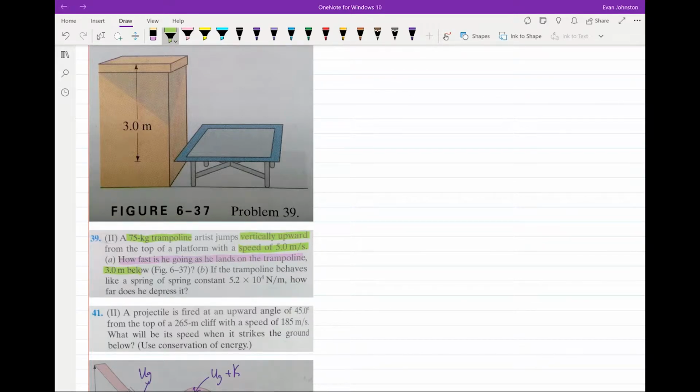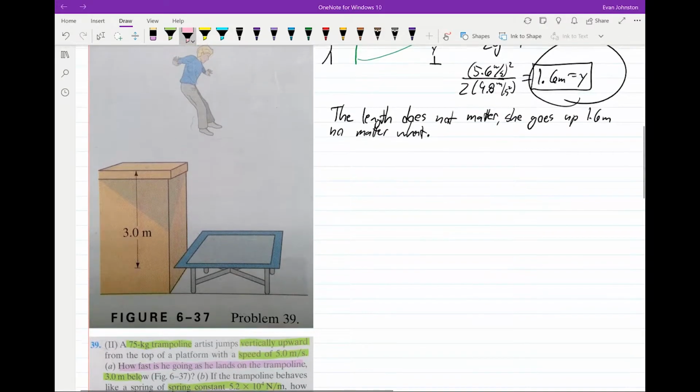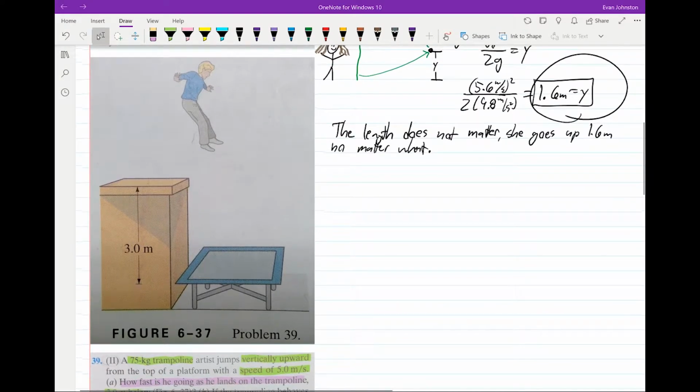Okay, we're given this picture up here. We'll take a peek at that in a moment. Part B says if the trampoline behaves like a spring and we're given a spring constant, how far does he depress it? So the trampoline is becoming depressed. Looking at our diagram here, it looks like they're jumping up from the top, and so they have some initial speed here. That's their 5 meters per second.